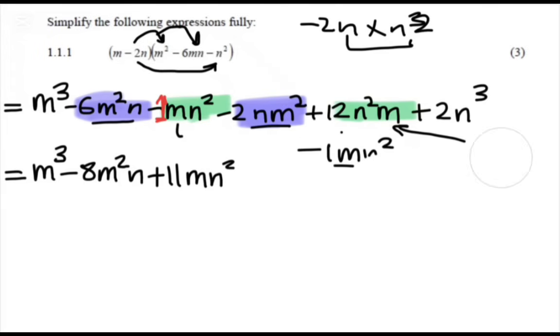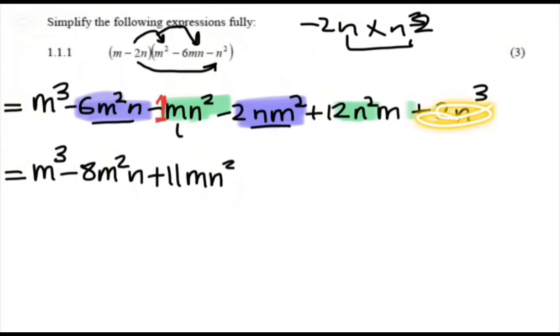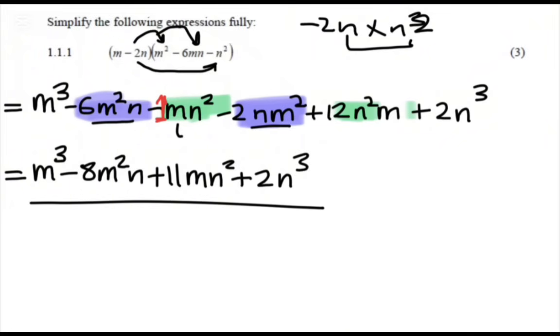So this is how we add those like terms. The last one does not have a like term, as you can see, so I'm just going to write it the way it is: plus 2n cubed. So this is how we solve this. As you can see, there are no other like terms, so we just leave it there.